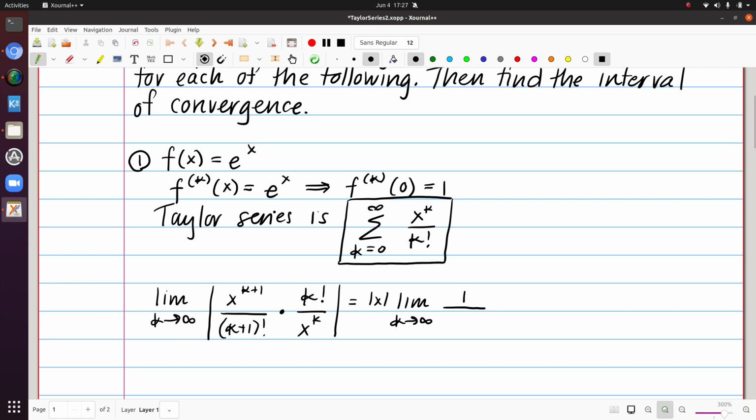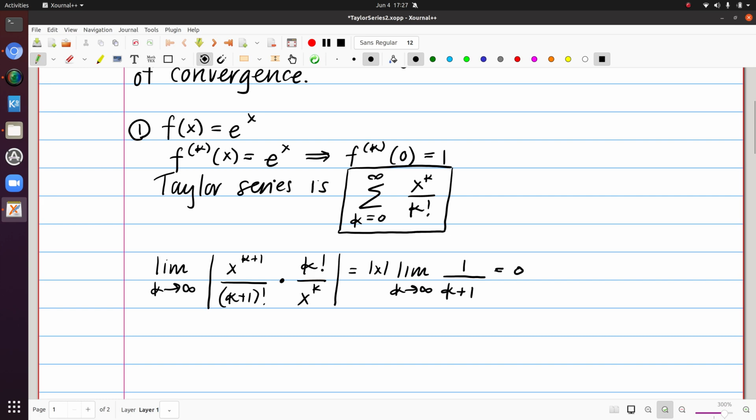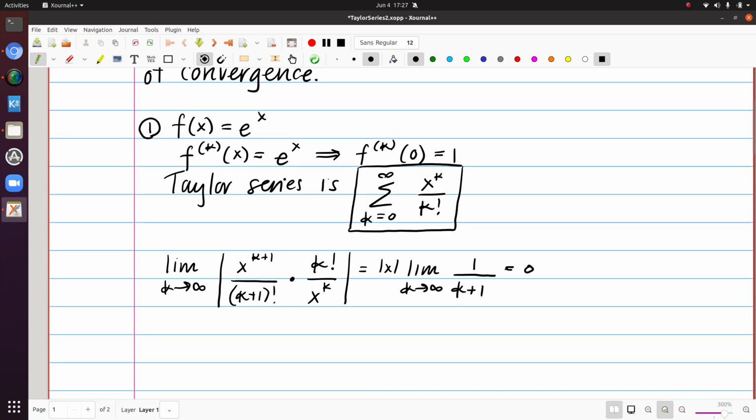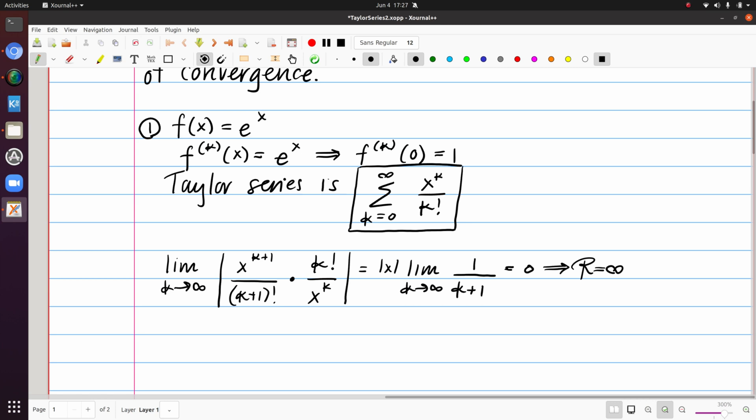But recall that we can simplify that ratio to just 1 over k plus 1. Again, I can drop the absolute values because I know that I'm dealing with positive k values. And this limit goes to 0. And that's always less than 1. So what we're finding from this is that the ratio test tells us that this converges for all x. So that means that the radius of convergence in this instance is infinity. And consequently, the interval of convergence is minus infinity to infinity.